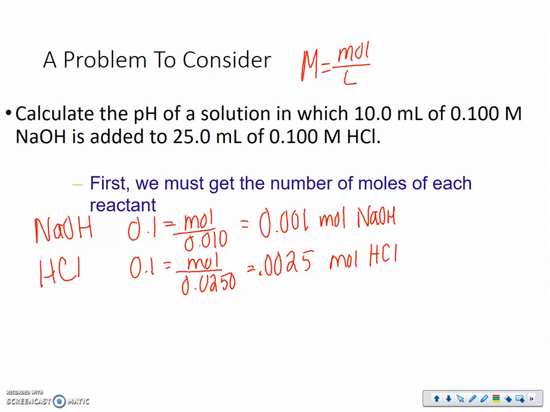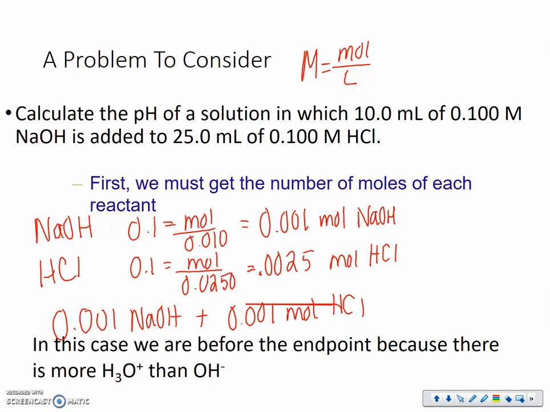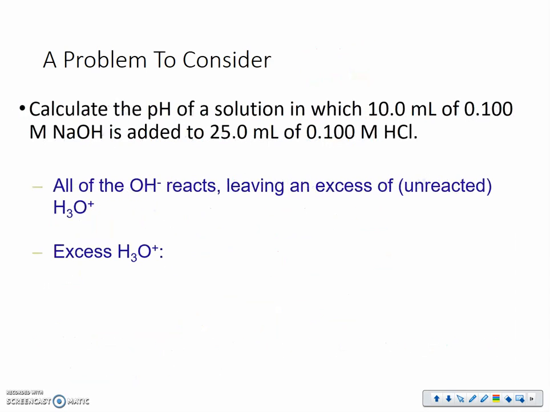So that means NaOH is going to be all used up. So we have enough NaOH to react with 0.001 moles of HCl. And then it's going to be gone. So then we want to figure out, okay, how much HCl is going to be left over after this reaction occurs?